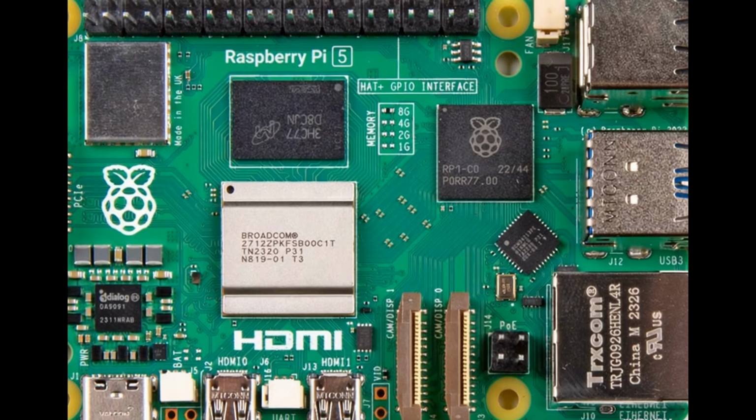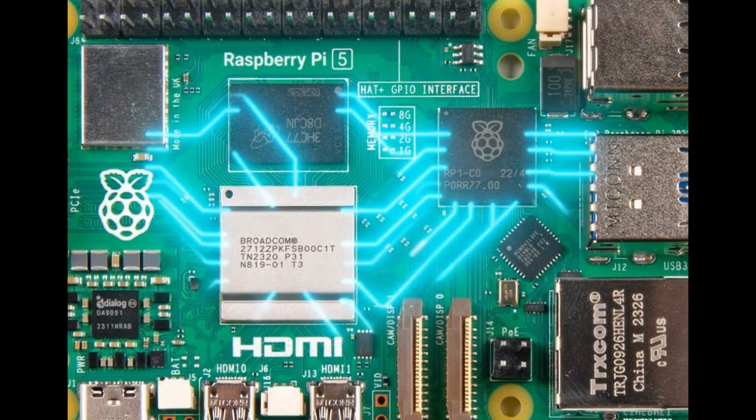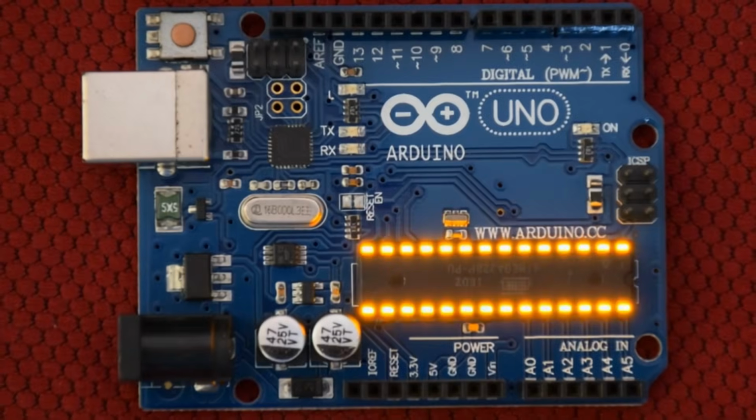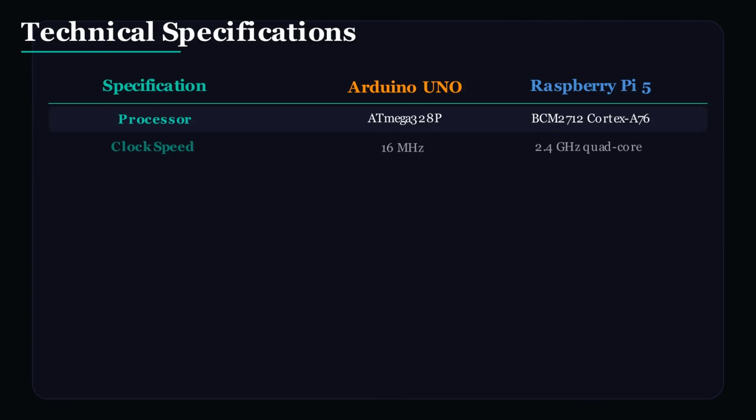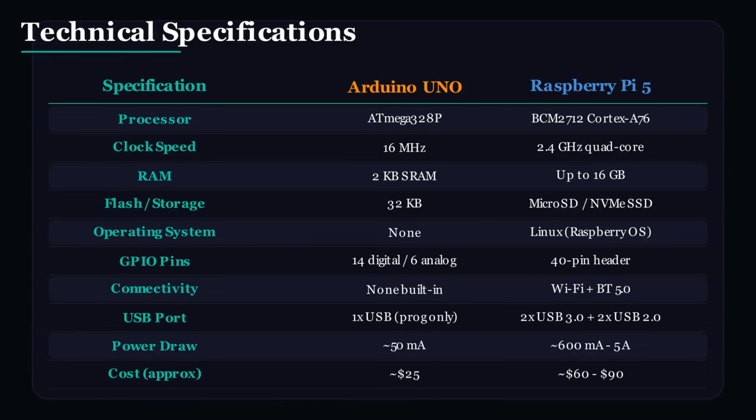problem. But where Raspberry Pi wins completely is processing power and connectivity. Arduino Uno has 32 kilobytes of flash memory and runs at 16 megahertz. It cannot run Python. It cannot connect to a web server. It cannot process camera images.